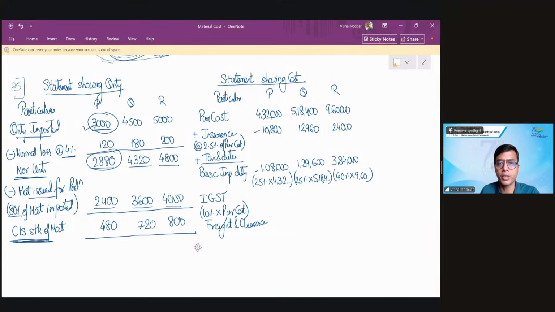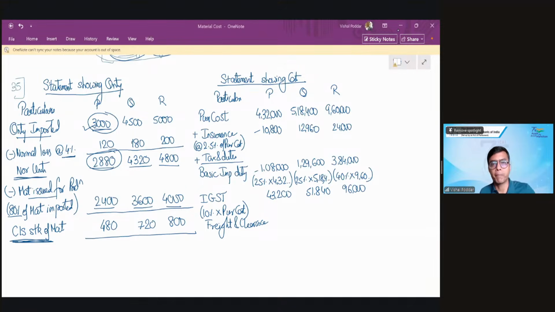So 10% is 43,200, 51,840 and 96. Correct, students? So 10% was easy for me. I could calculate orally, right? Fine. Now, freight and clearance.